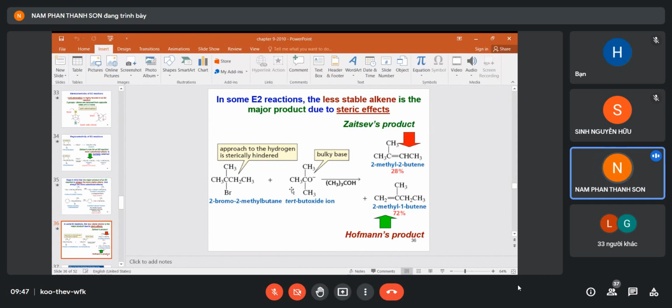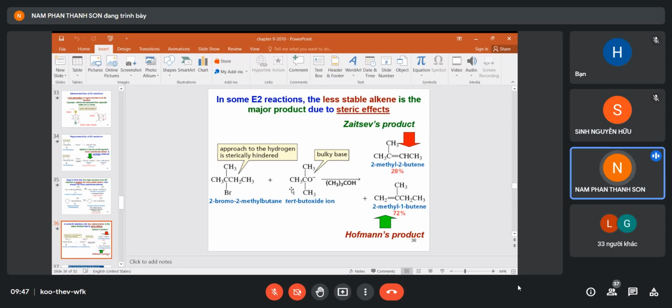So remember this one. I already asked you to take a note. T-butyl is big, and when the base is big, because of the steric effect, the reaction must go with the less steric way.